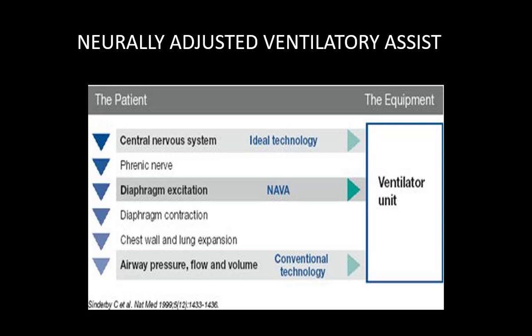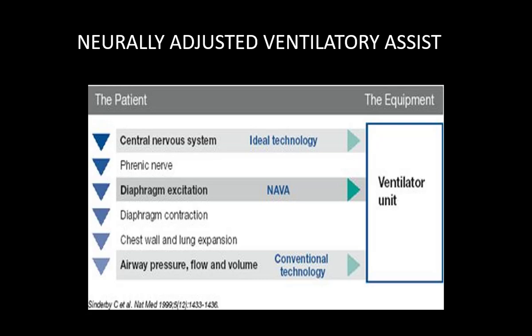The last thing is neurally adjusted ventilatory assist, what we call NAVA. Again, it has been in the Indian market for the last 15 years, but is not very widely used. So just look at this graph or picture. The patient's respiratory stimulus is generated where? In the respiratory center at the medulla. So if we can pick up that signal and the ventilator can trigger as per that signal, that should be the ideal thing. There will be no delay and no increase of work of breathing for the patient, but that is not possible.